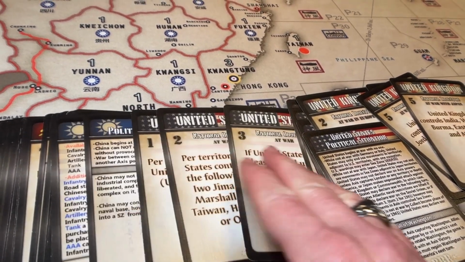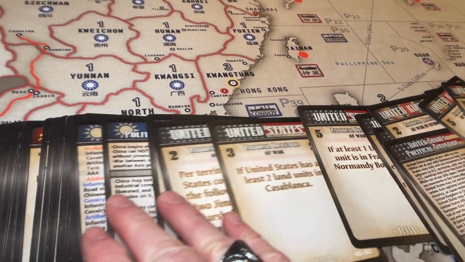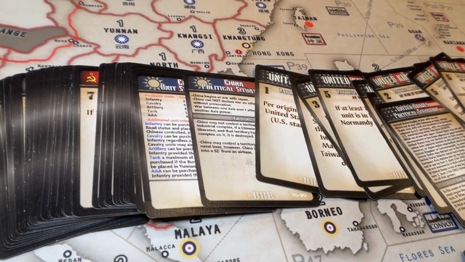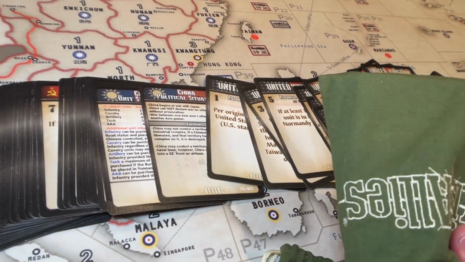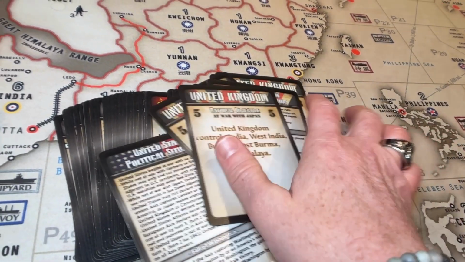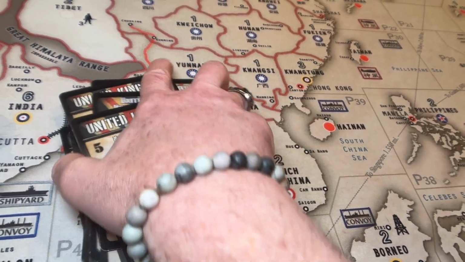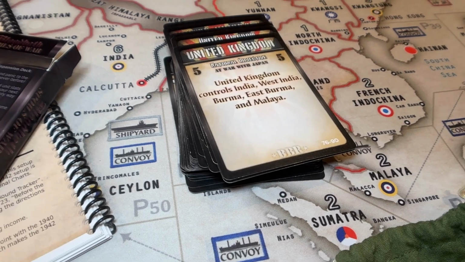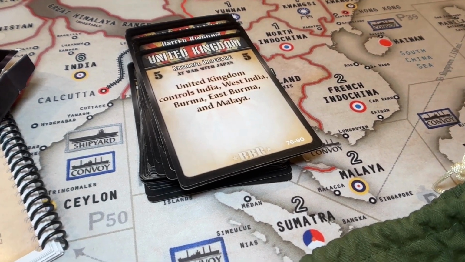National objectives. Now you got U.S. reminders. You've got Chinese reminders. So this is an allied deck of cards, oversized cards at that too, pretty good size. Got another one here for the Axis players. So each player has their set of handy-dandy little reminder rule cards that make it easier to consult the rules without having to necessarily flip open the book.